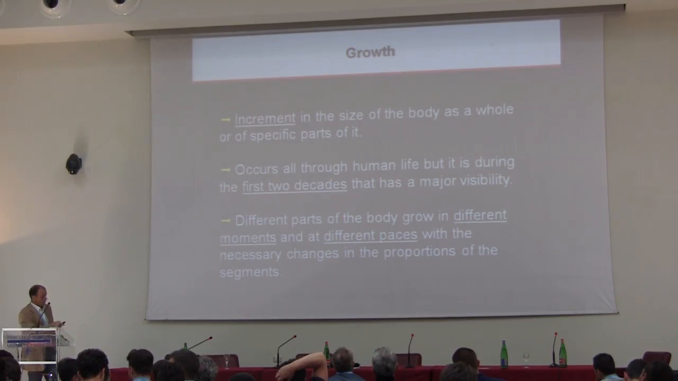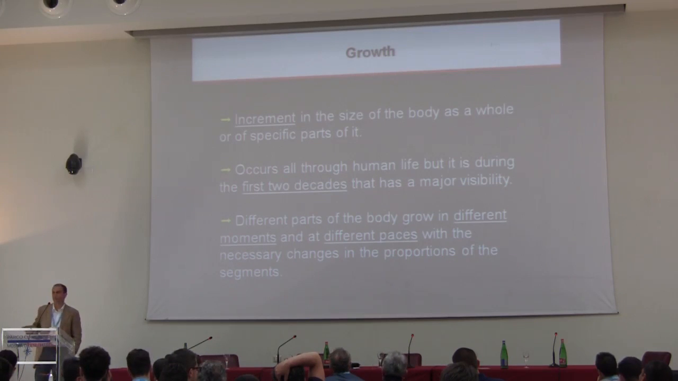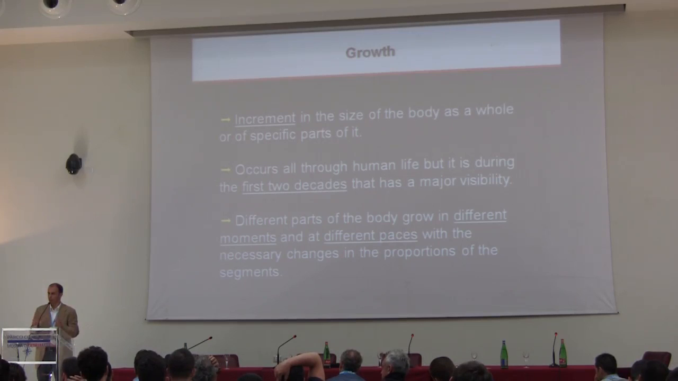So, growth occurs all through human life, but it is during the first two decades of life that it has a major visibility, naturally. We grow until 25, 26 years old. But considering males and females, the process is quite similar. The major difference in the process of growth and maturation between boys and girls is that girls tend to have an earlier maturation development compared to boys.